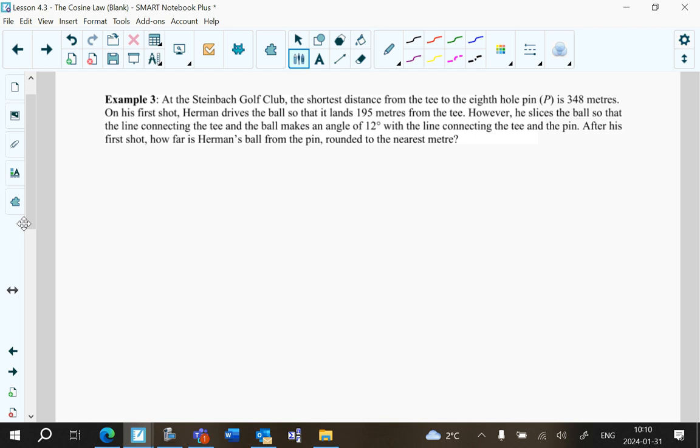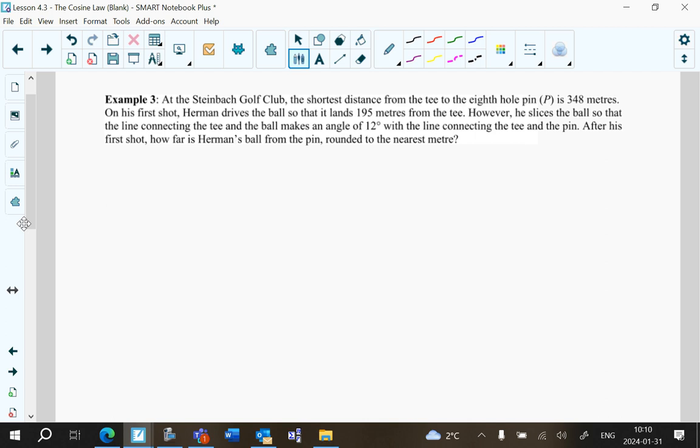Okay, we're golfing. We're on the 8th hole, and the distance from the tee to the 8th hole is 348 meters. Okay? So on the first shot, Herman drives the ball so that it lands 195 meters from the tee.